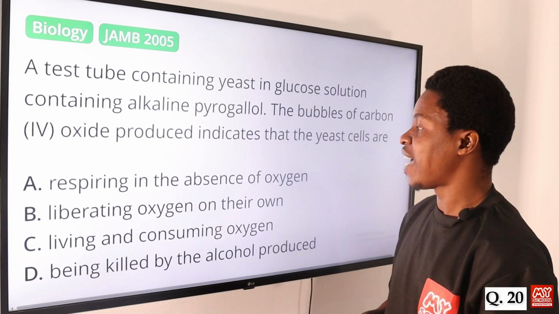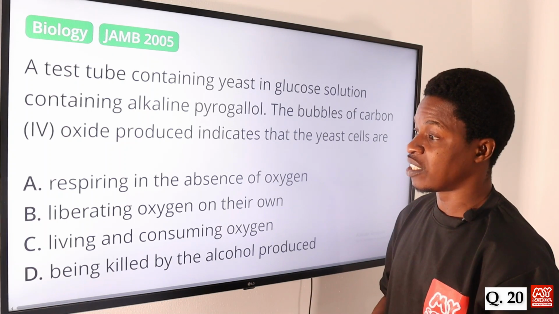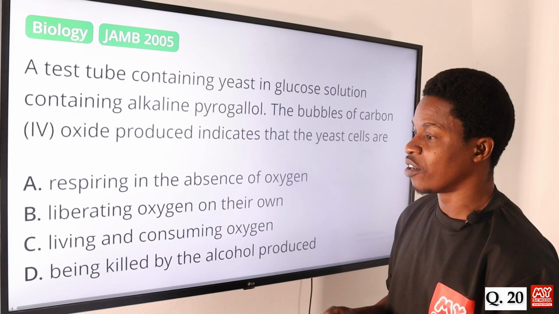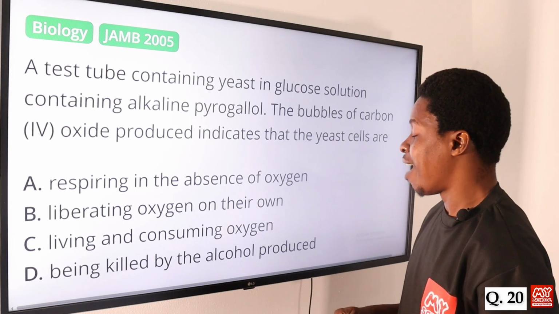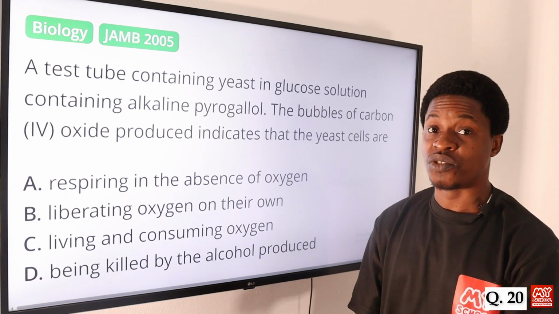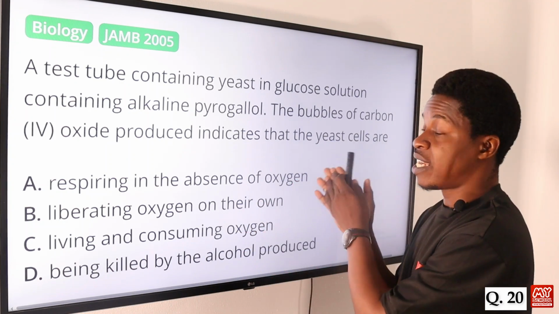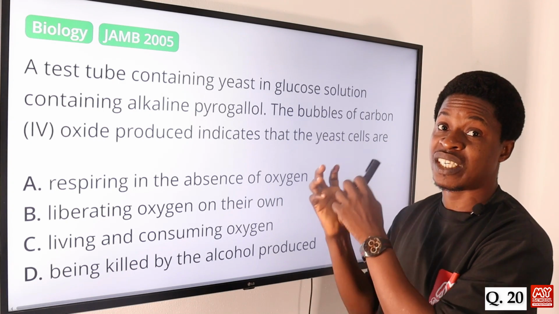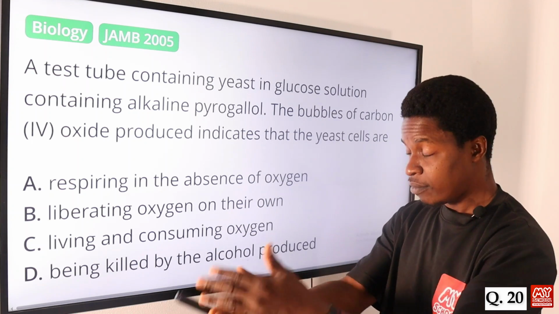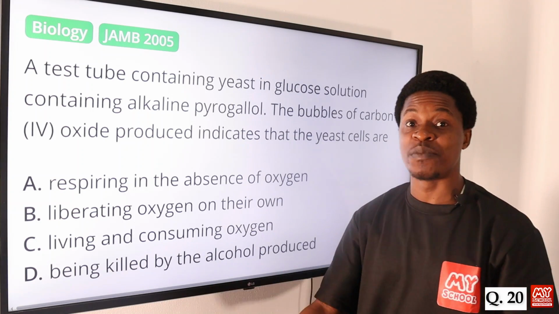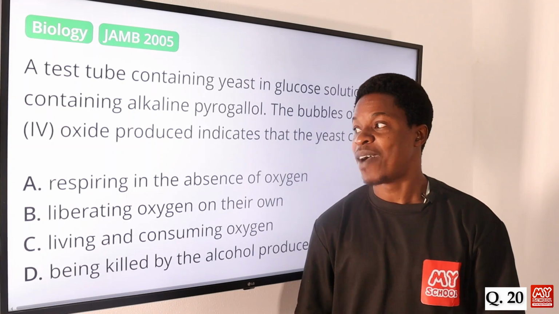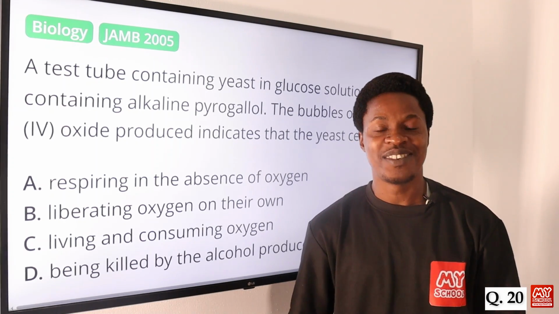Option A says respiring in the absence of oxygen. That is more likely. Option B says liberating oxygen on their own. Nope. Option C says living and consuming oxygen. Option D says being killed by the alcohol produced. They are not killed by the alcohol, because they break down the sugar into alcohol and carbon dioxide. The carbon dioxide you see results from the respiration of the yeast, breaking down sugar in the absence of oxygen. We call it anaerobic respiration in the process of fermentation. So the correct answer is option A, respiring in the absence of oxygen.